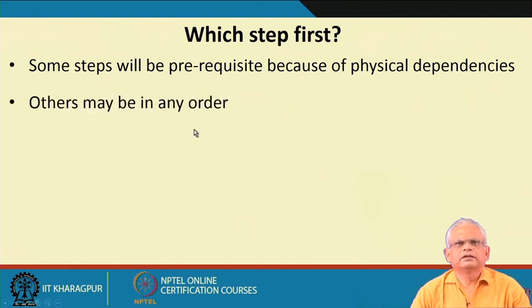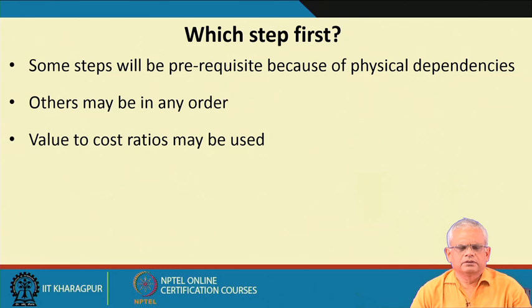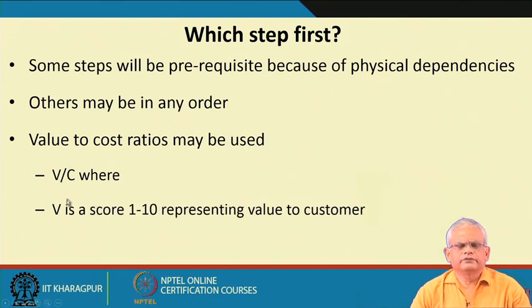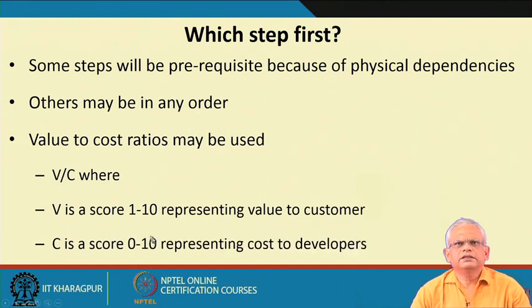But then many of the increments are without any order. For these increments where there is no order, a value to cost ratio may be used. This we call the V by C ratio, where V is the value to the customer, which is graded on a scale of 1 to 10, and C is a score 0 to 10 representing the cost to the developers.